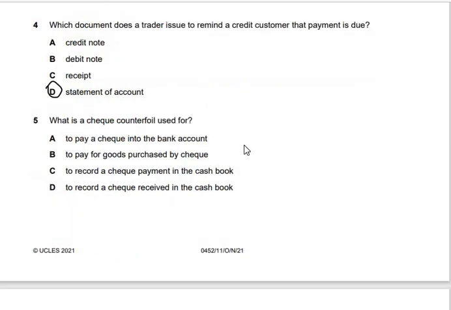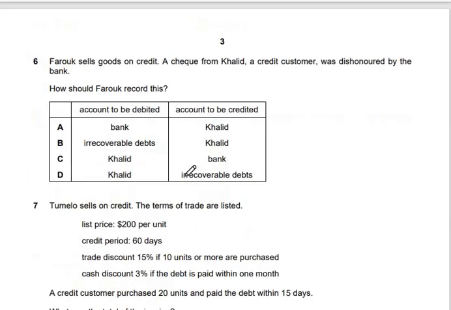Right, what is a cheque counterfoil used for? A cheque counterfoil is not to pay a cheque into the bank account. No, not to pay for goods purchased by cheque. No, to record the cheque payment in the cash book. Yes, because after you have paid, you have to remain with a record of whatever you have paid. So that's what the cheque counterfoil does. Right, move on to question number 6.